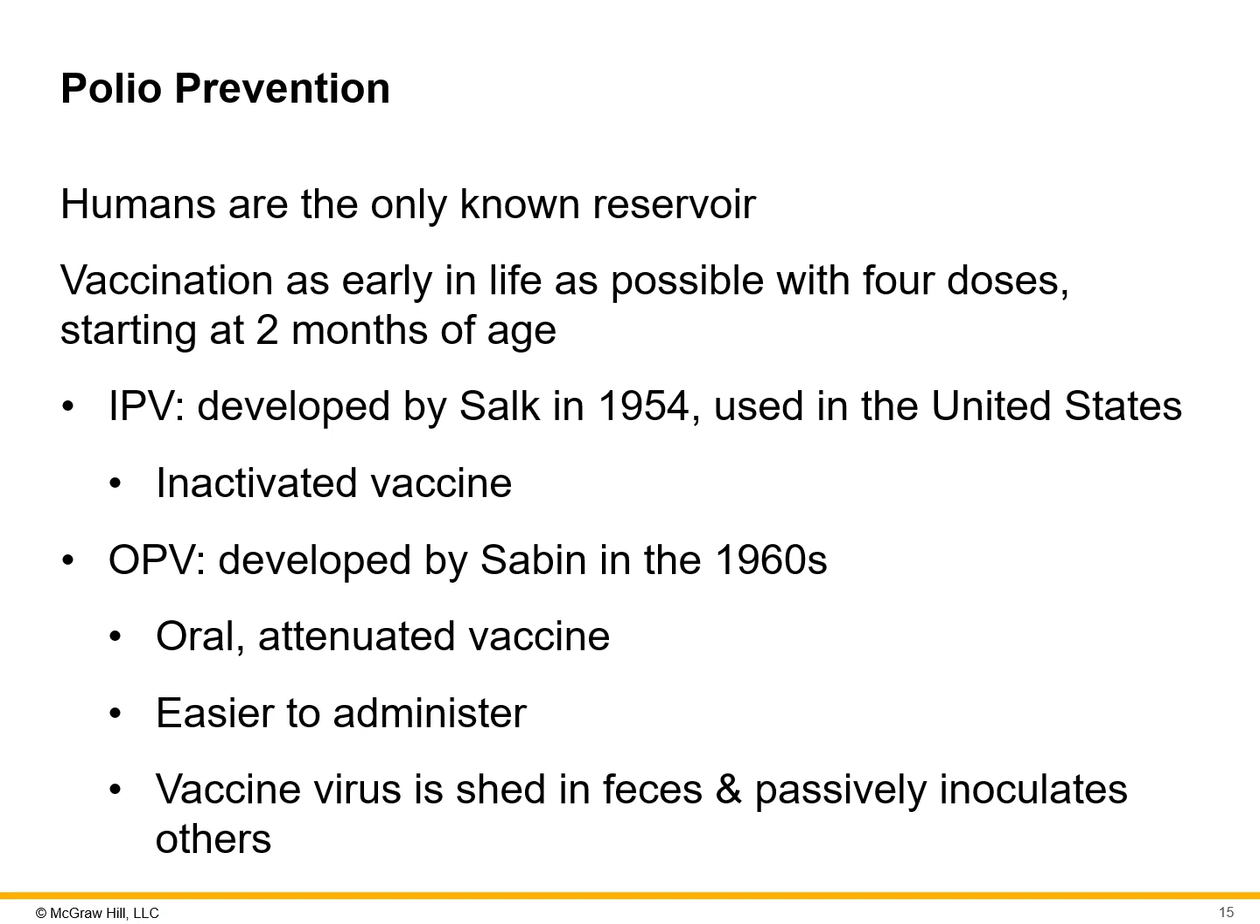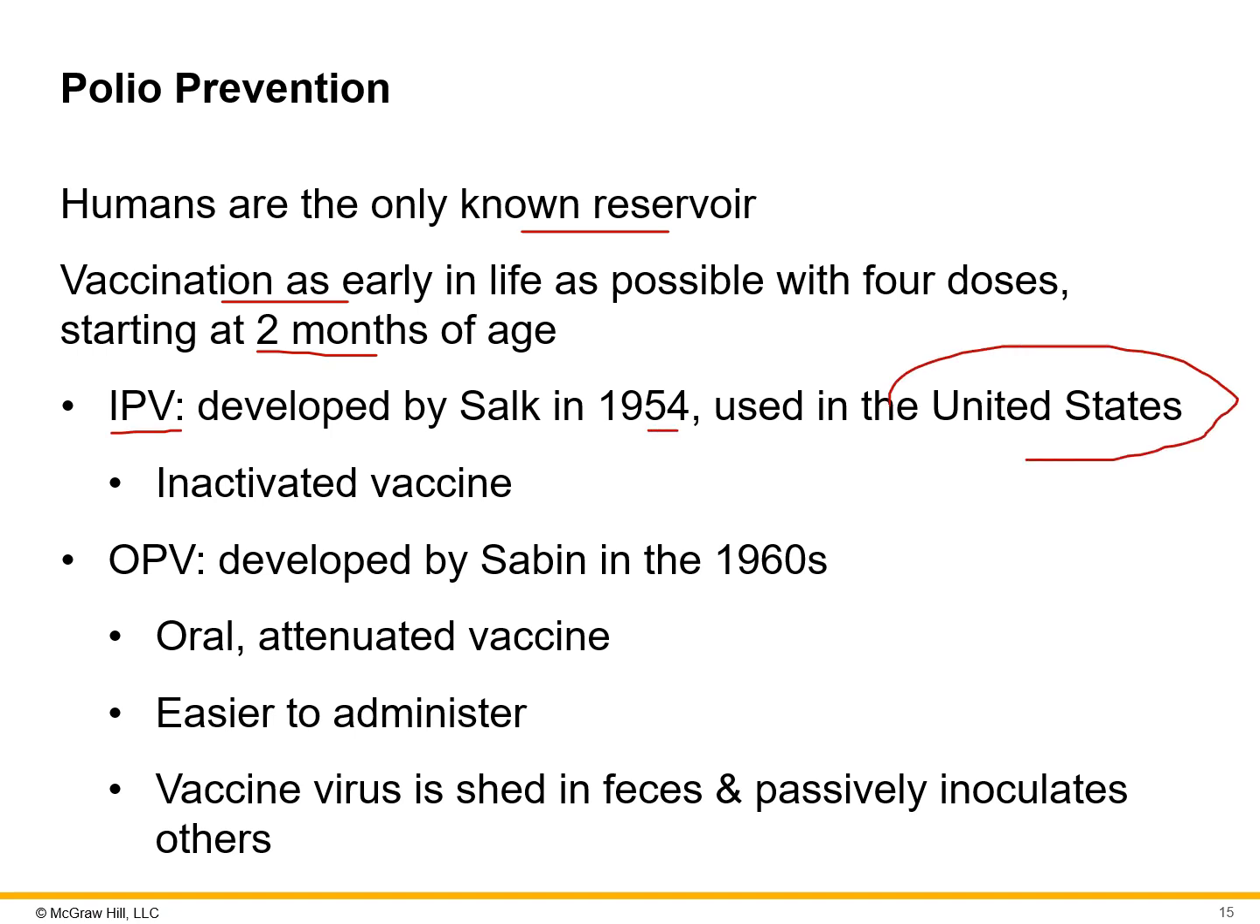Now the prevention, again, humans are the only known reservoir, so again, a narrow host range compared to rabies. Vaccination is available as early in life as possible, starting at a couple months of age. Now there are two different vaccinations, which is one of the reasons we talk about this one, is to go back over that concept. So there's the IPV, which was developed in 1954.